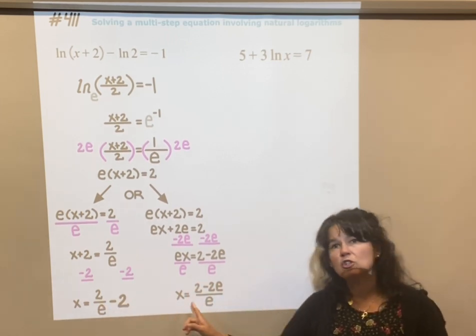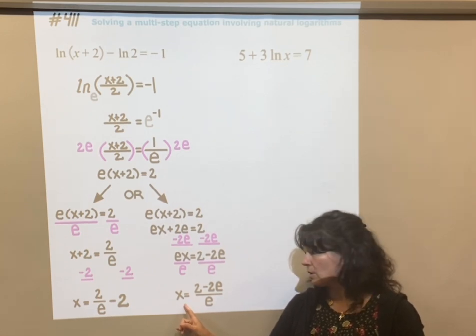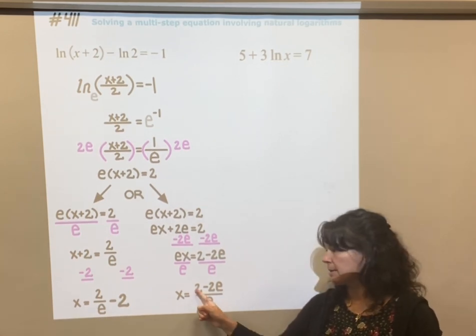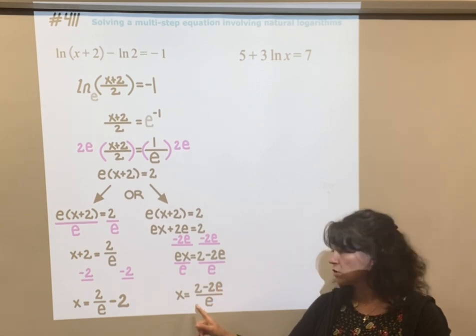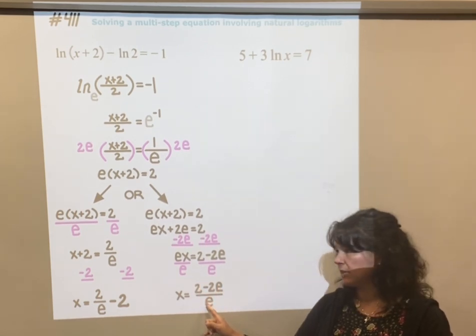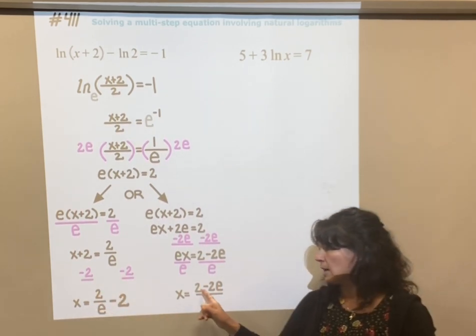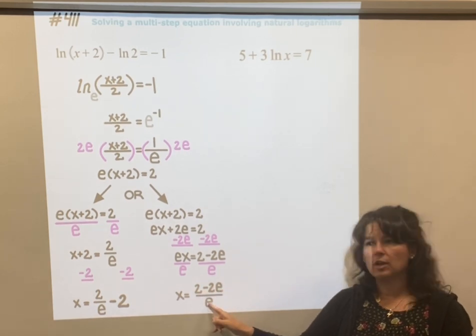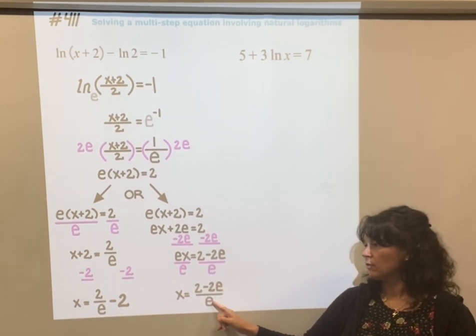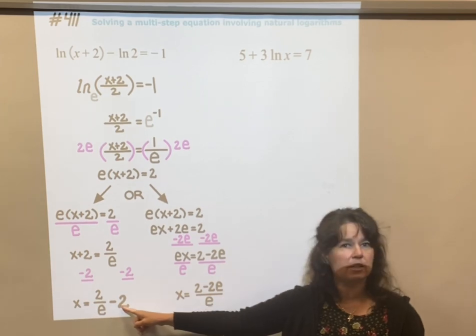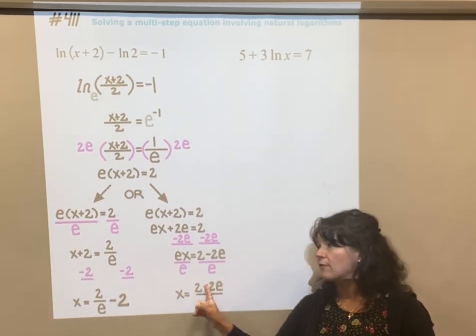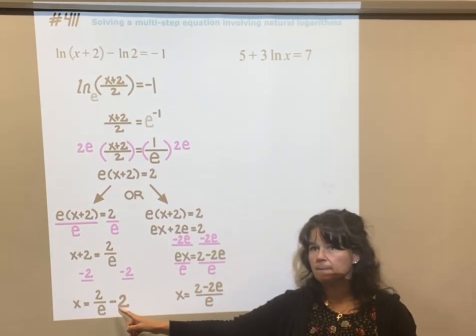These answers look different, but they are the same. Remember, the e belongs to each one of those. So that's 2 over e minus 2e over e, and in the 2e over e, the e's cancel, so I get minus 2. So it's just a different strategy of solving.